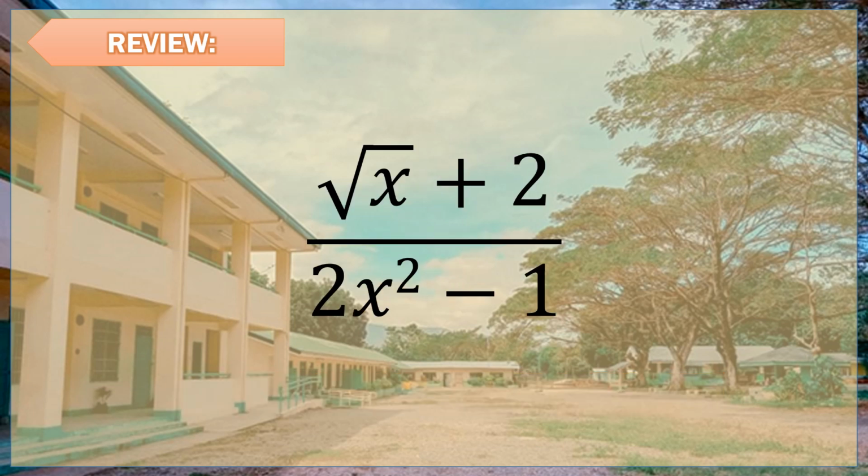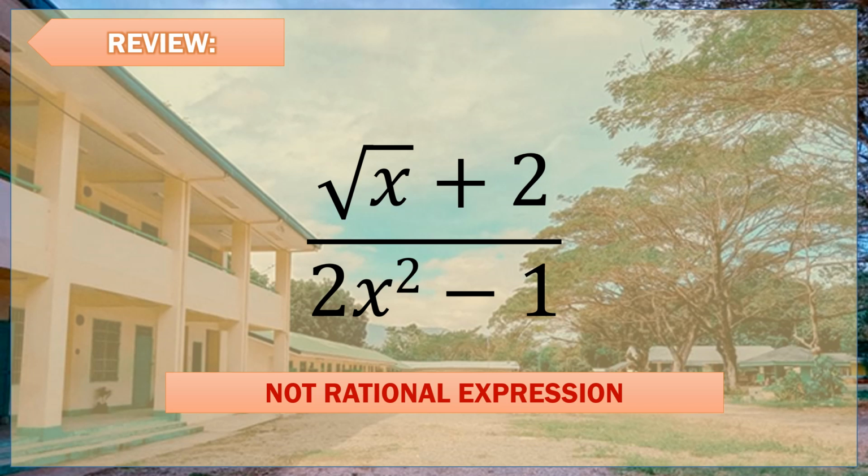Next example. Square root of x plus 2 all over 2x squared minus 1. The answer has appeared. That is not a rational expression. Why is it not a rational expression? Because there is a radical sign. When we have a radical sign in either the numerator or the denominator, it is automatically not a rational expression. It has a radical sign here in the numerator. That is the reason why it is not a rational expression.